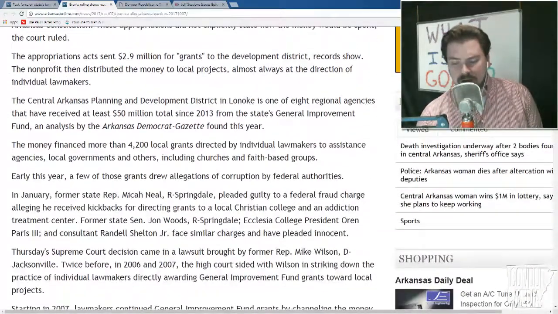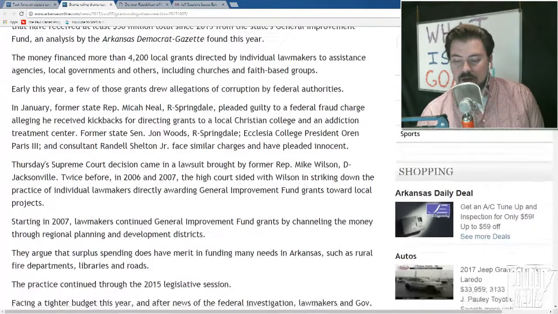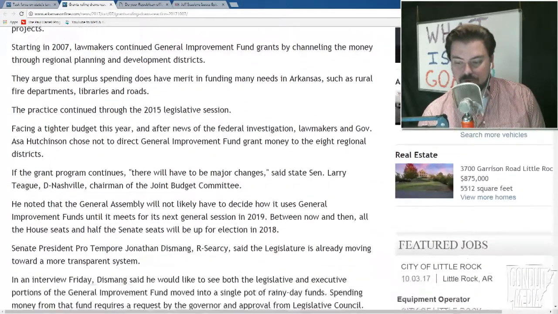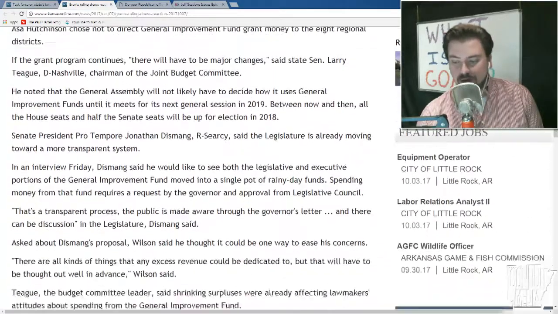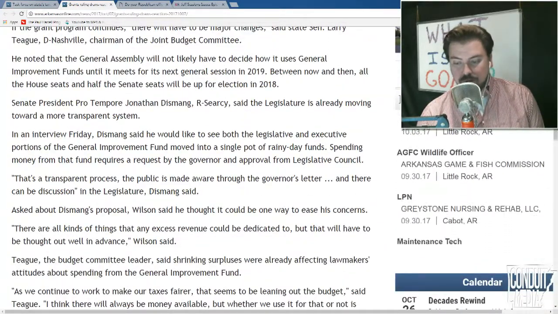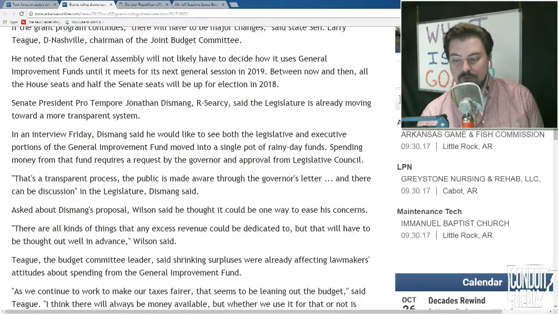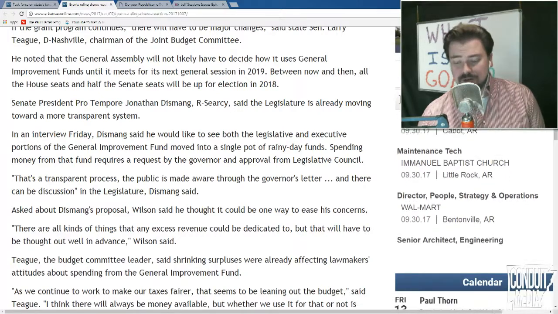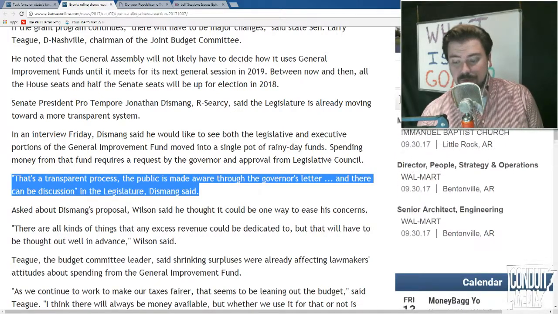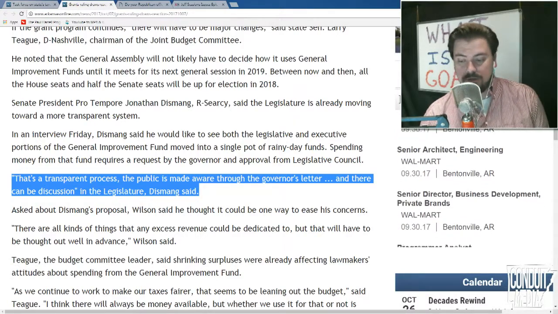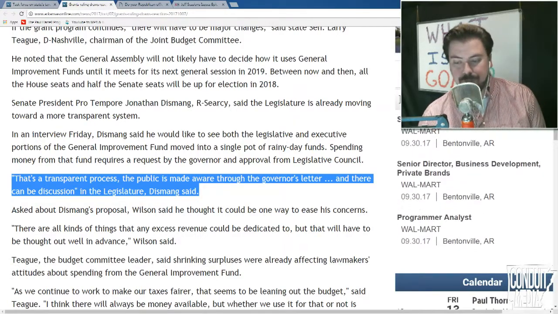In an interview Friday, Dismang said he would like to see both the legislative and executive portions of the General Improvement Fund moved into a single pot of rainy day funds. Spending money from that fund requires a request by the governor and approval from the Legislative Council. Quote, that's a transparent process. The public is made aware through the governor's letter, and there can be discussion in the legislature, Dismang said.